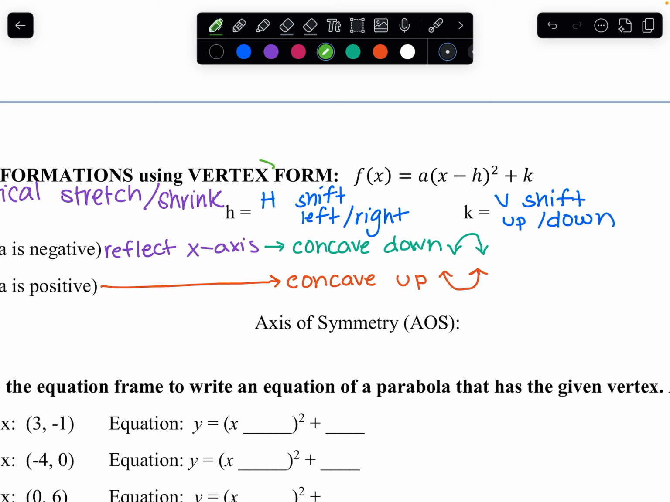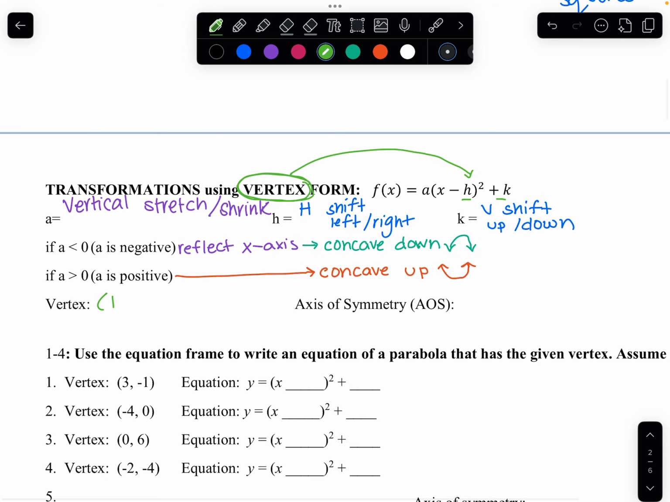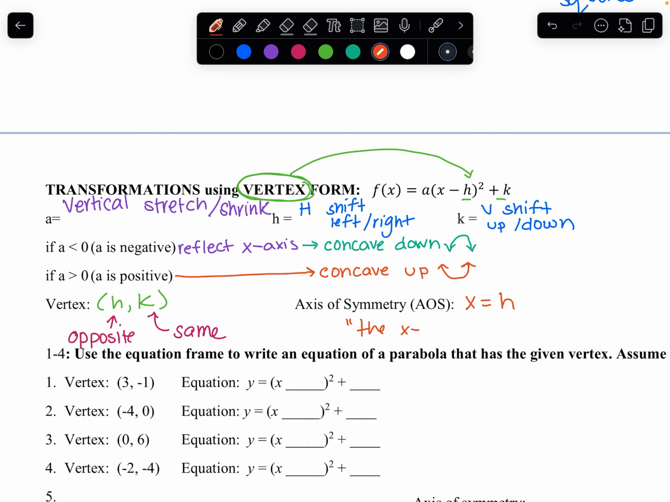Now, this does have a fancy word, this vertex form. It's because it tells us our vertex. Our vertex is H, comma, K, where, like our absolute value, H is opposite and K is the same. Now, once we have our vertex, we can find our axis of symmetry, which is x equals h. It's the x value of the vertex.